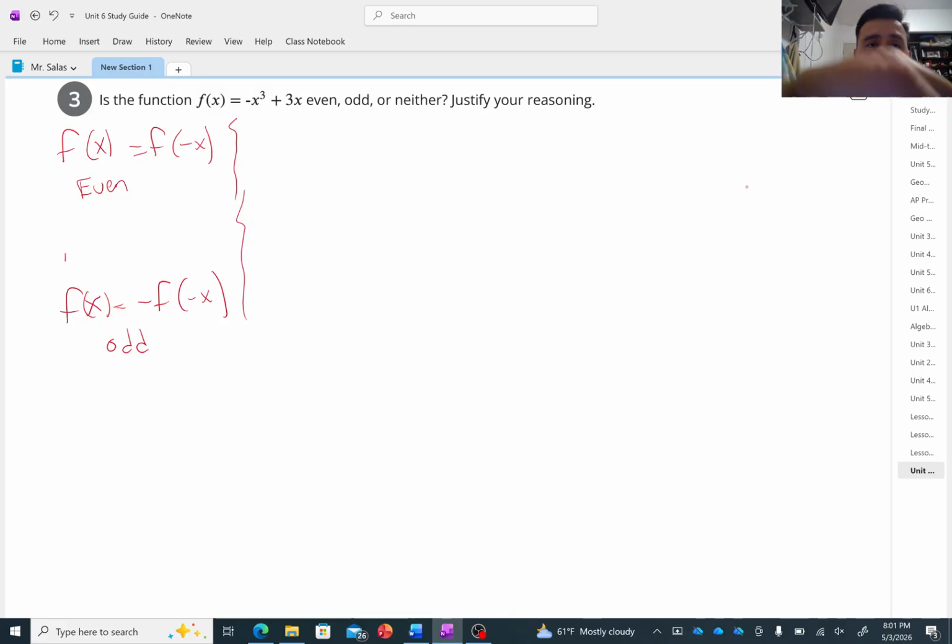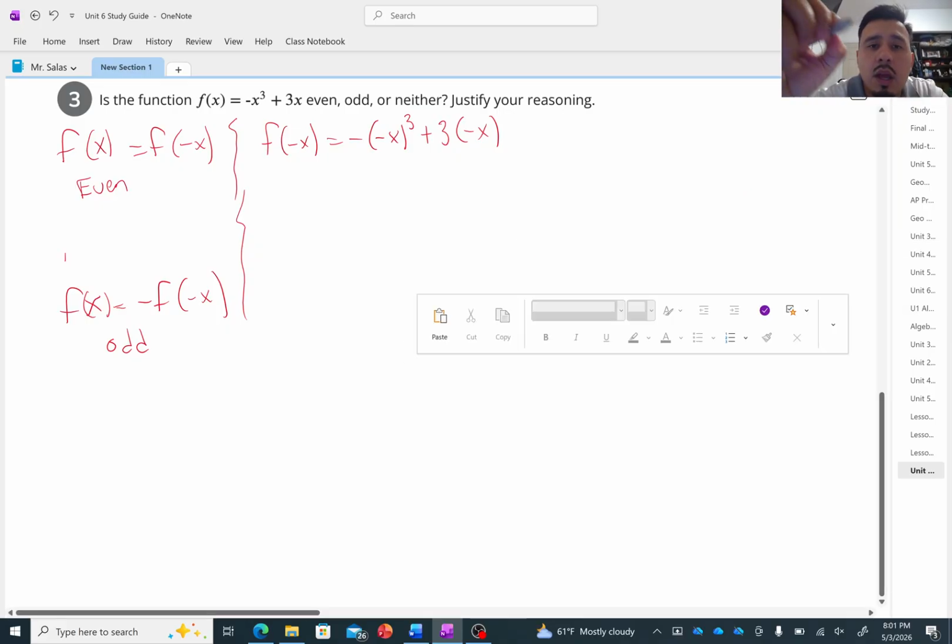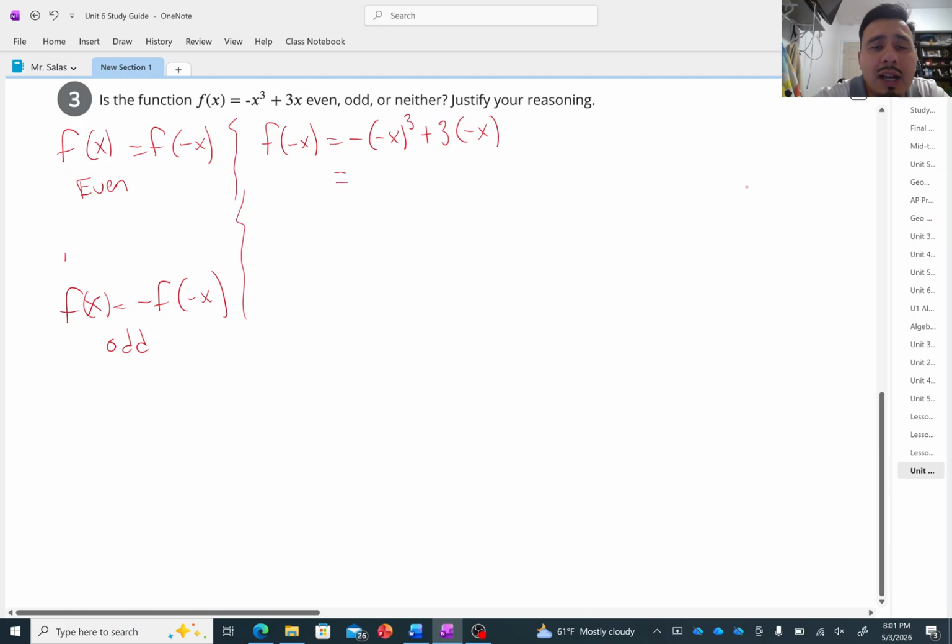So it'll be f of negative x, so I make all the x's negative, equals negative negative x cubed plus 3 times negative x. Okay, let's see. I see that I have two negatives, so it's going to cancel, make a positive. So it's going to be x cubed minus 3x.